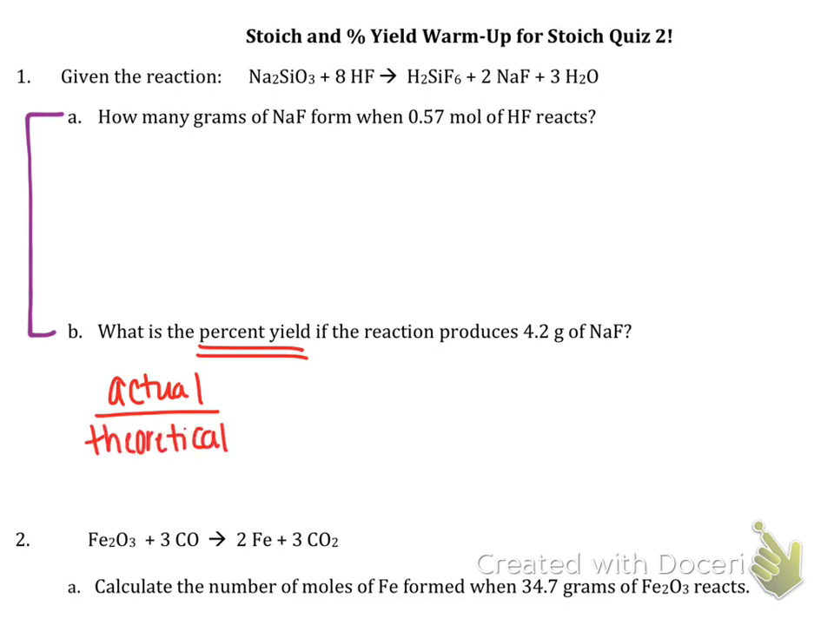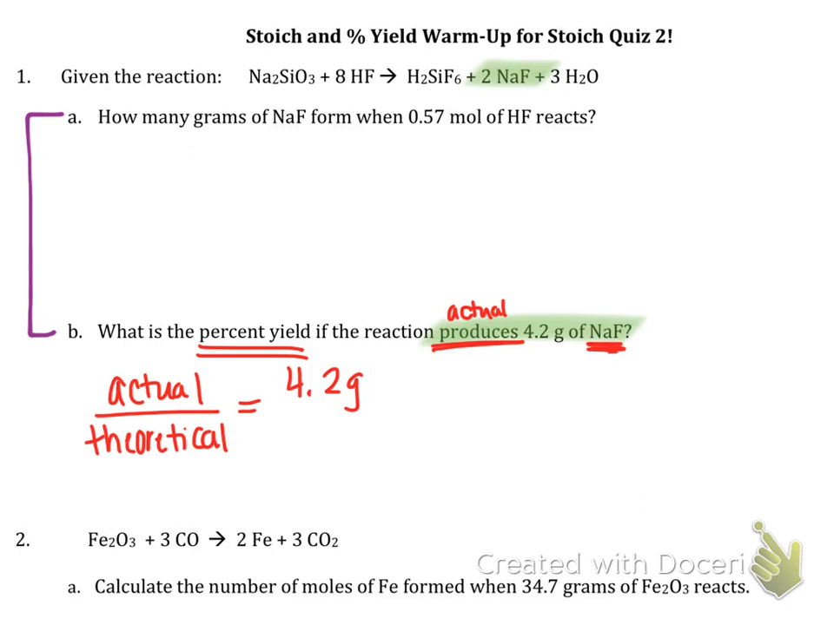So the actual yield is how much you actually made in the lab. And so here it told us that we produce this much. Every time you see this word, you know that this is the actual yield. So this number is going to be on top, 4.2 grams. That's the product that we are interested in. We're interested in this product only.